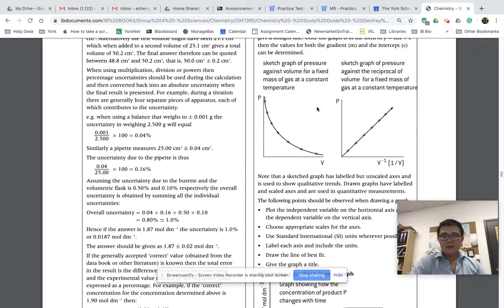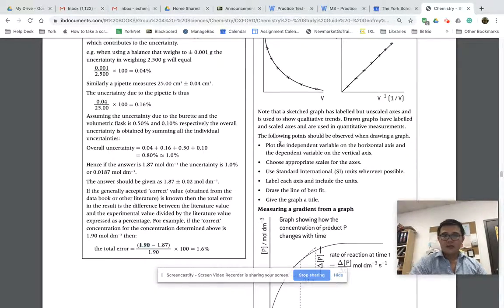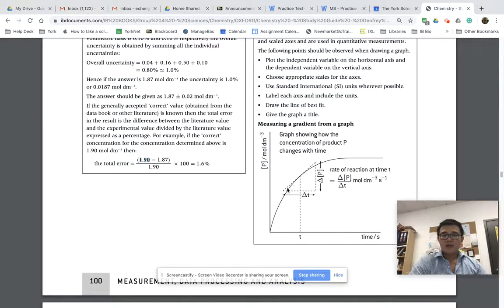Here are two examples of a sketch graph. Here are the things you need to have, so make sure you look at that. Draw a line of best fit, give the graph a title, and this is also how you calculate a slope using that. This is really simple math.